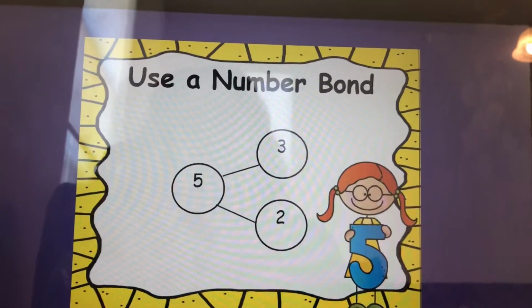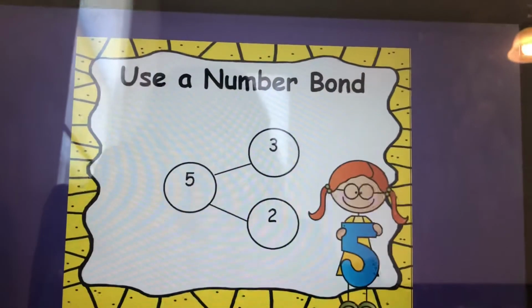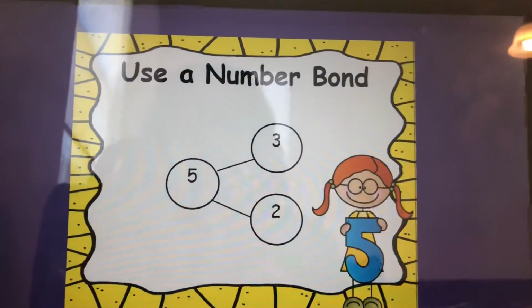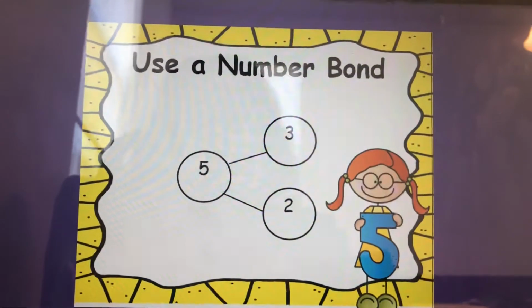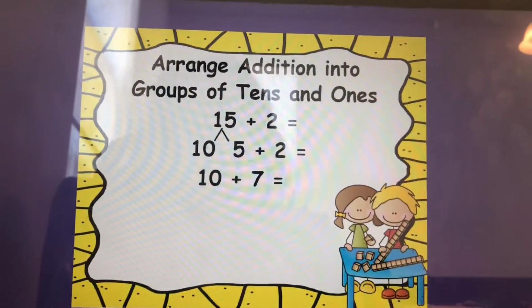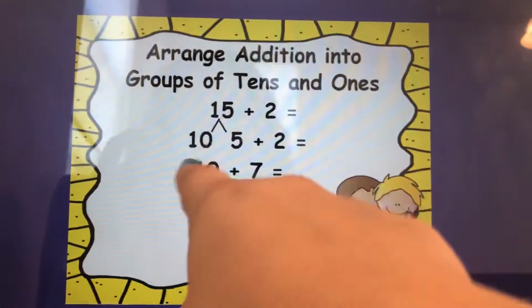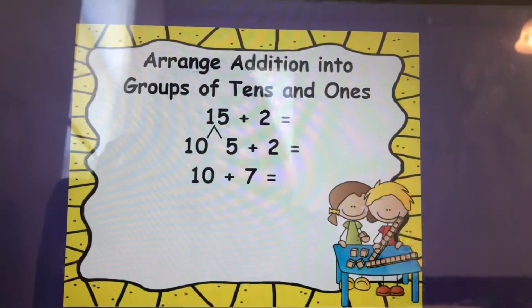There's a number bond. You have the whole number and then the parts. Sometimes you have to find a missing part and sometimes you have to find the missing whole number. We learn to make 10 to add and subtract, where you break numbers apart to tens because 10 is a friendly number.